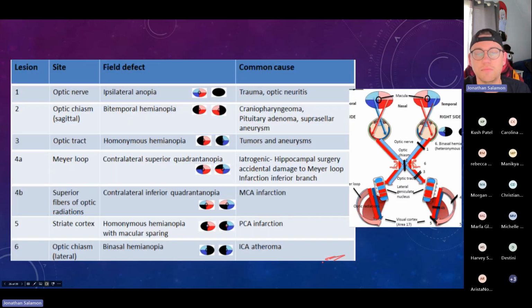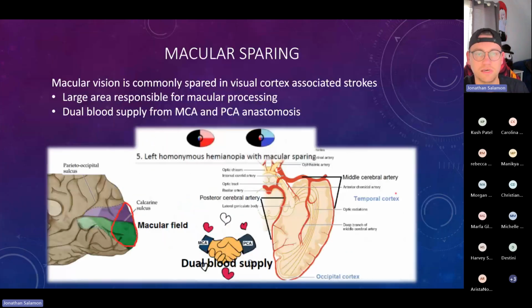That's a special case. And basically what that means is that you have a PCA infarction. So if you see hemianopsia with macular sparing, you automatically know that it's a PCA lesion. And the reason is because the MCA and the PCA anastomose, and you get a dual blood supply from both sides.